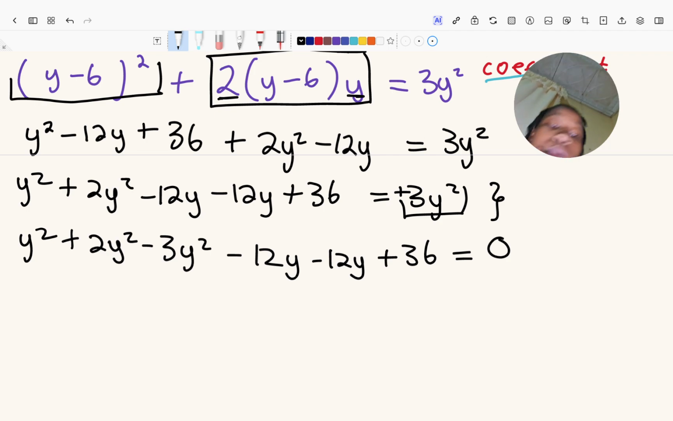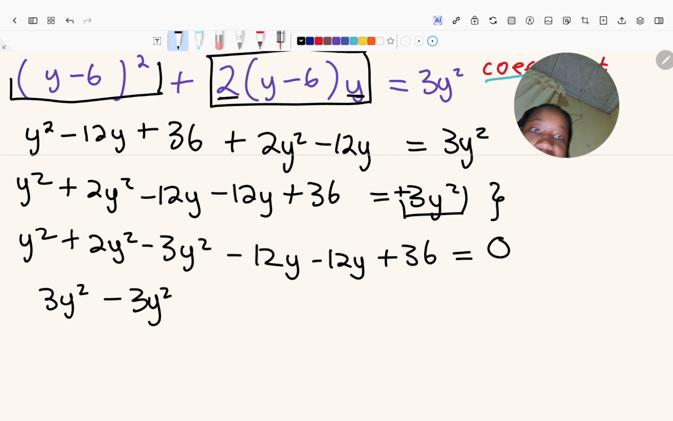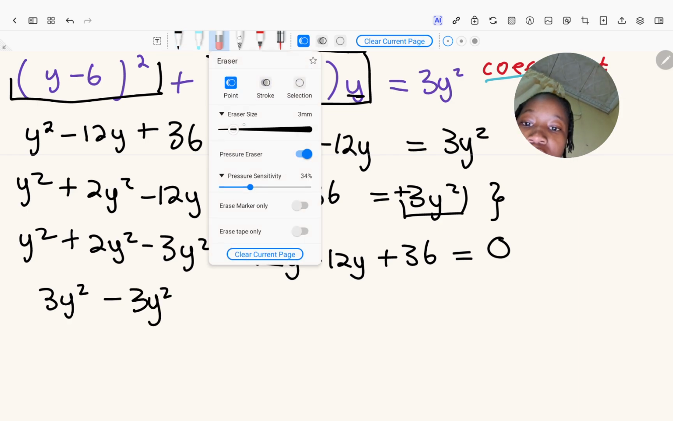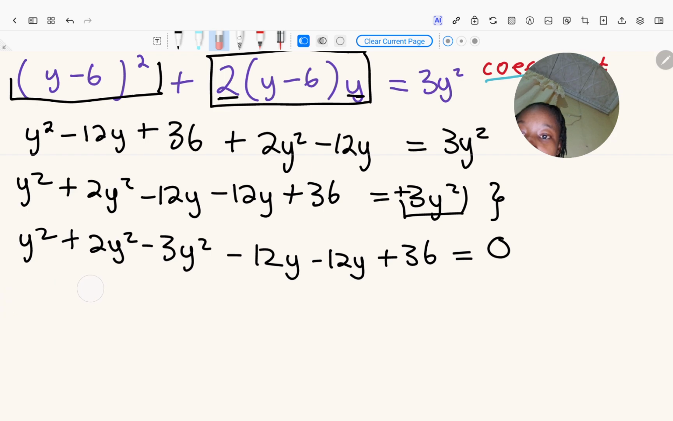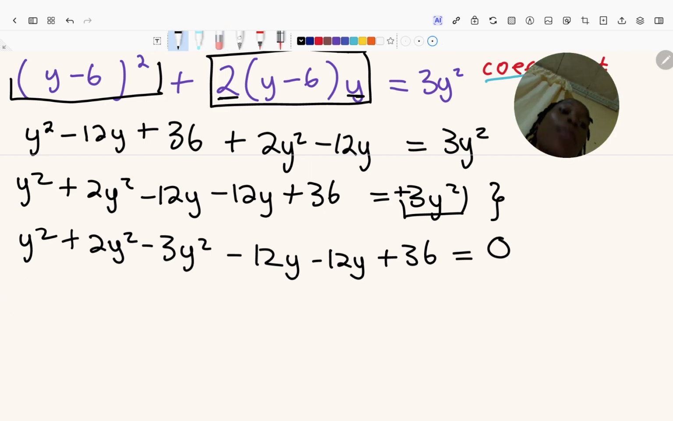So the y squared family is gone, because it's going to be 3y squared minus 3y squared, and that means that it's equals to 0. So that's why I'm saying that the y squared family is gone. So rest in peace to the y squared.